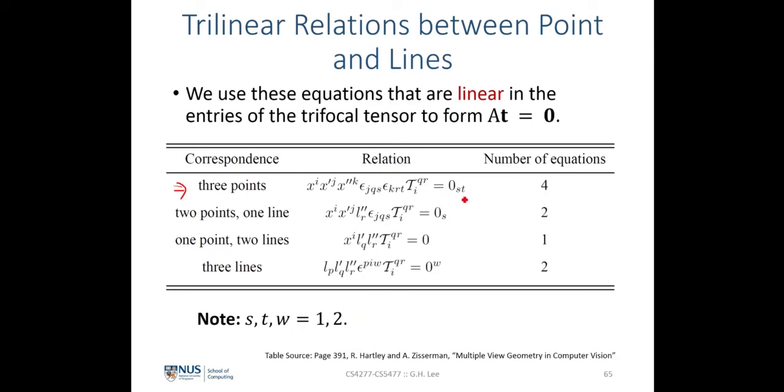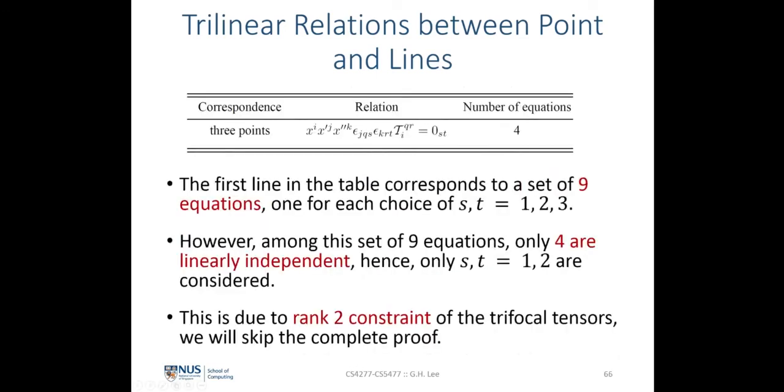For example, in this case here, 1 and 2 will give us 4 entries equal to 0, and that would be 4 equations. The reason why this is not 1, 2, and 3 is because of the rank deficiency in the trifocal tensor. Note that the first line in the table, in the original incidence relation, has to be of a choice of S, T equals to 1, 2, or 3. In total, it will give rise to 9 equations.